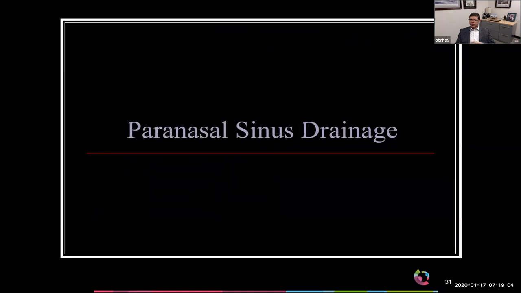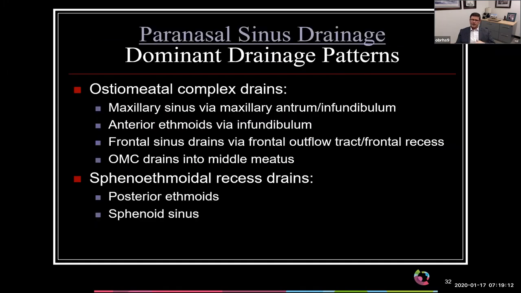So now we're going to look at the dominant paranasal sinus drainage pathways, and then we'll move on to categorizing various types of inflammatory sinus disease. So the osteomeatal complex is the primary drainage pathway for the maxillary, anterior ethmoid, and frontal sinuses. The maxillary sinus is going to drain through the antrum into the infundibulum, anterior ethmoids into the infundibulum.